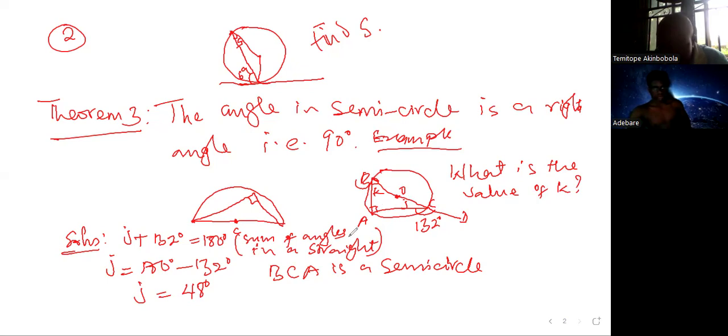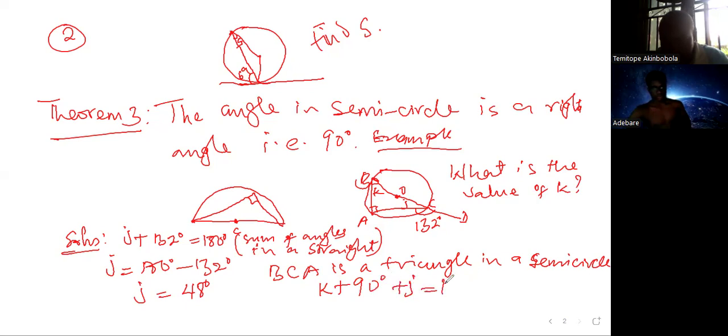So I will now treat BCA as a triangle. Or you want to say BCA is a triangle in a semicircle, if you want to put it that way. Let me put it that way. I think it makes sense that way. BCA is a triangle in a semicircle. Is that clear? So I can now say that K plus 90 plus J equals 180.